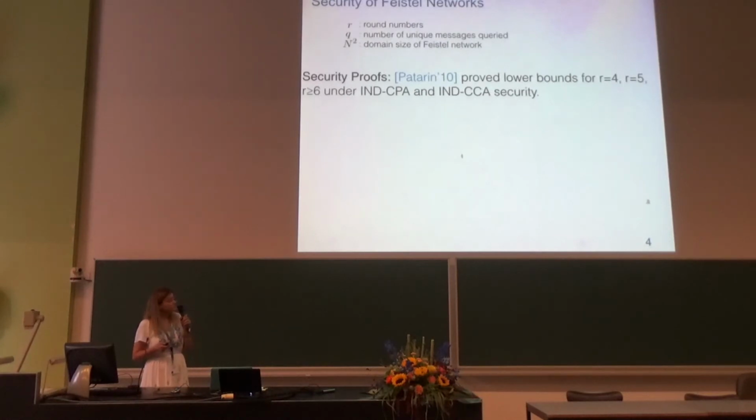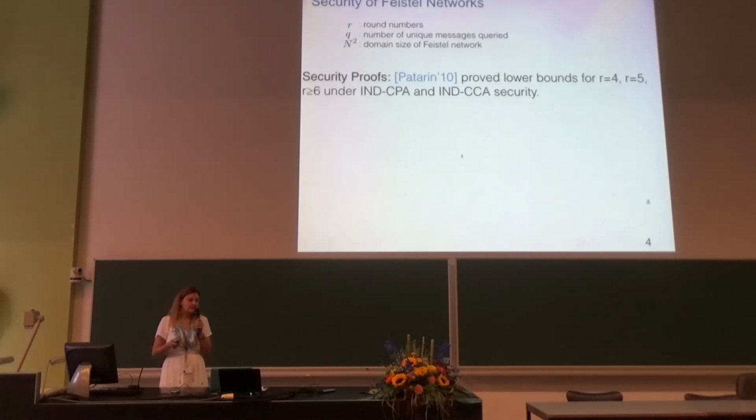I'm going to give you some parameters. r represents the number of rounds of the Feistel network. q represents the number of queries that we make to the Feistel network for the attack. And n squared is just the domain size of the Feistel network. Feistel networks have a very long story of cryptanalysis.